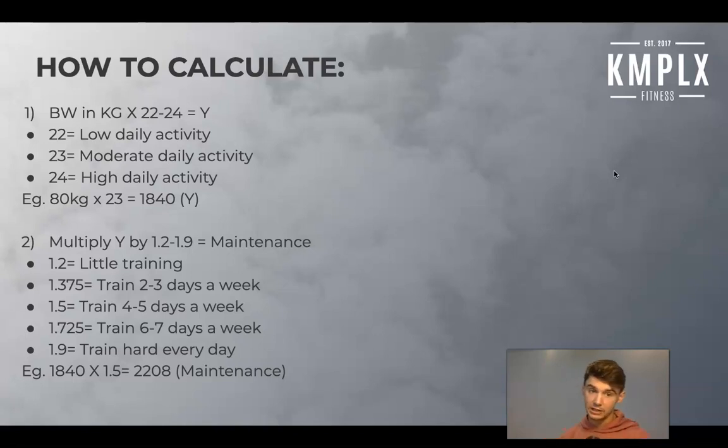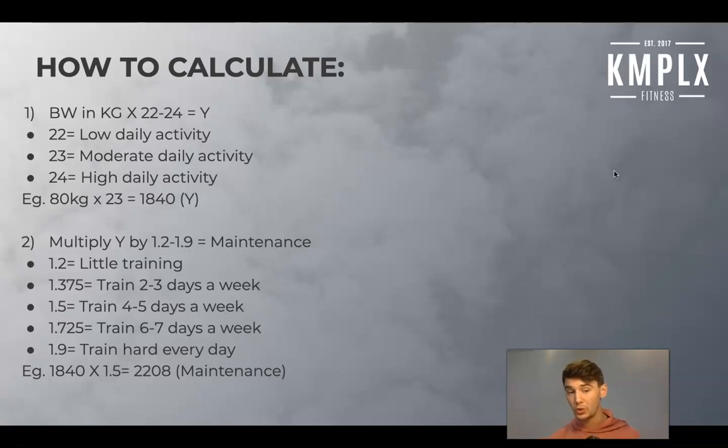If you're sitting at a desk all day, or you're a teacher standing or sitting in the same place all day, you're number 22. So for example, 80 kg multiplied by 23 gives me 1840. That's my Y. You multiply your Y by 1.2 to 1.9, and this will give you your maintenance. So 1.2 to 1.9, now we're getting into the meat and bones of your actual training. So not your daily activity, but your required training.